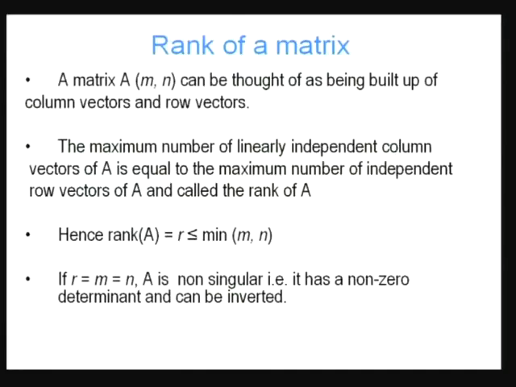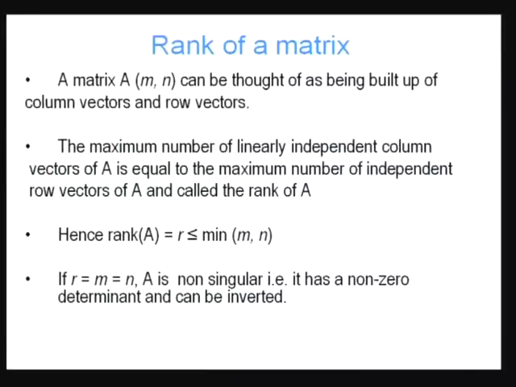Next, we want to talk about the rank of a matrix. The rank of a matrix A is said to be r if r is the maximum number of linearly independent column vectors or row vectors of A. Basically, the rank is the maximum number of linearly independent column vectors or row vectors of A, and the maximum number of linearly independent column vectors of A is always equal to the maximum number of independent row vectors of A. The rank of A, therefore, must be less than or equal to the smaller of m and n, where m is the number of rows in A and n is the number of columns in A.